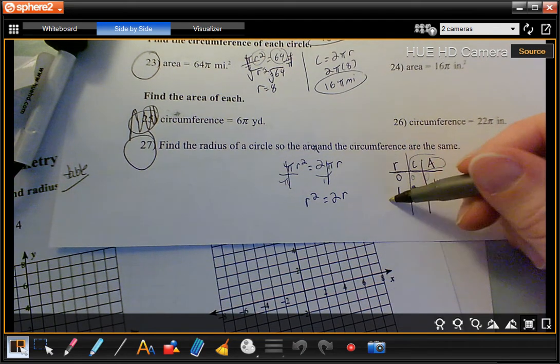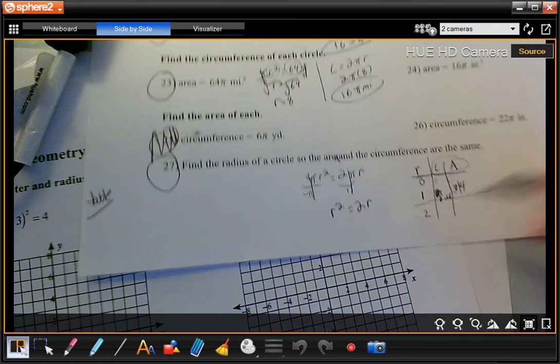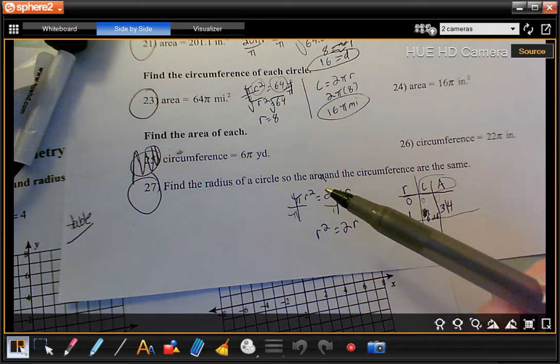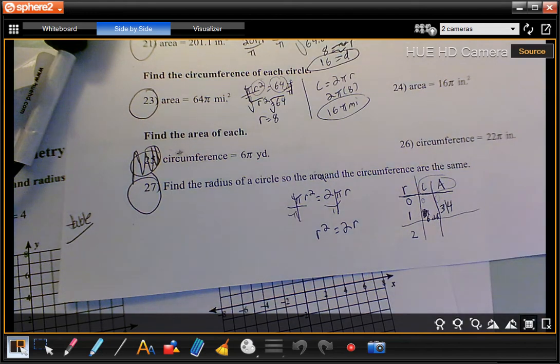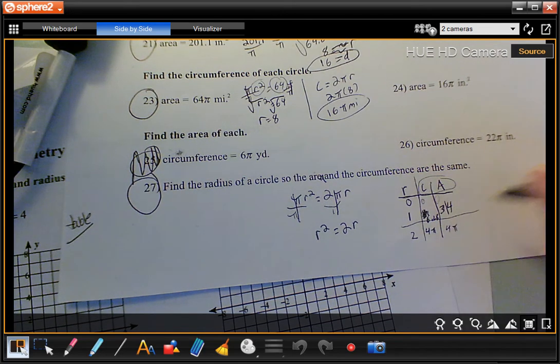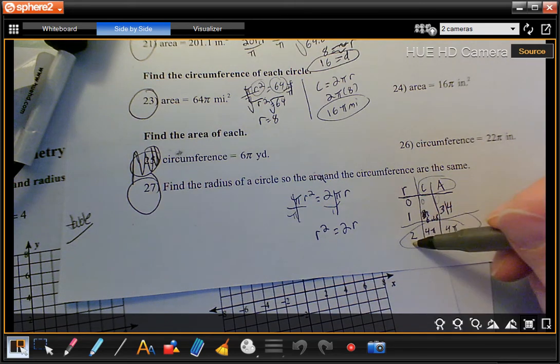So let's keep going, and we can try 2. 2 times 2 is 4, and we end up with 4 pi. And then 2 times 2 is 4, and we end up with 4 pi on that side. That's where we end up matching, when the radius is 2. So that's the answer. Find the radius when they're both the same.